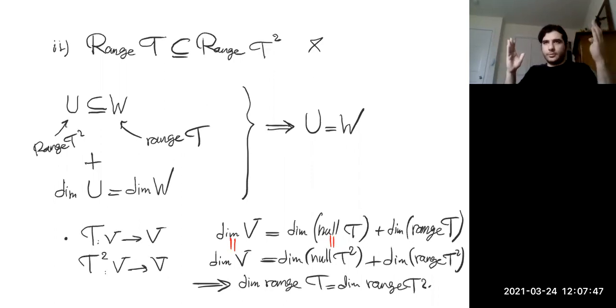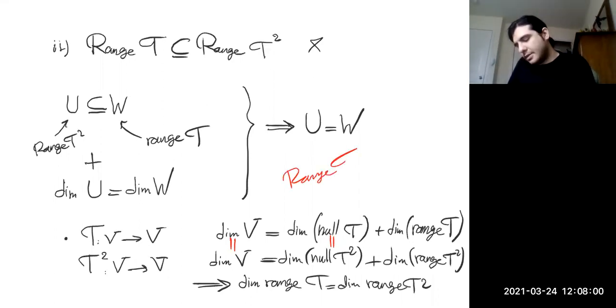So we have two spaces, one of them a subspace of the other one, but they have the same dimension. So they have to be equal. So it means range of T is equal to range of T squared.